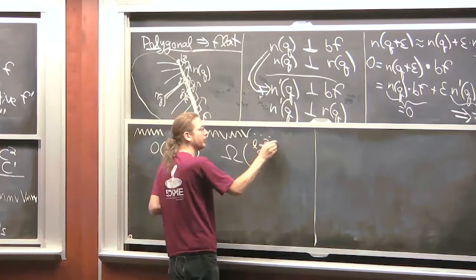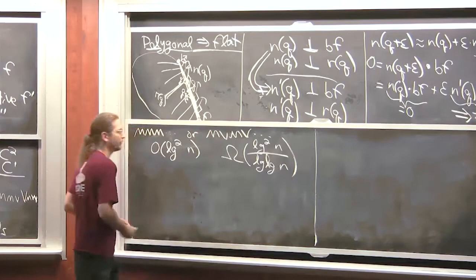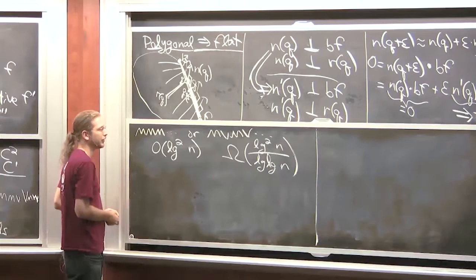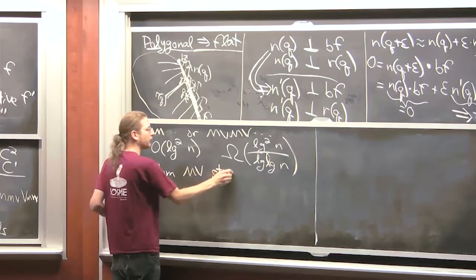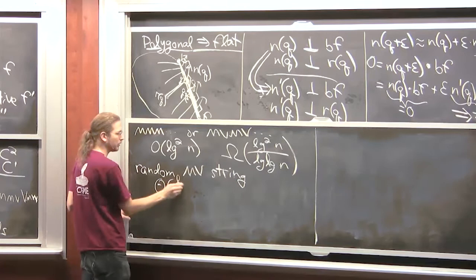This is way, way faster than N. There's an open problem between log squared N and log squared N over log log N. Small gap of log-log factor, but somewhere in between here. If you want to do, let's say, a random pattern, then we can prove you need about n divided by log n.